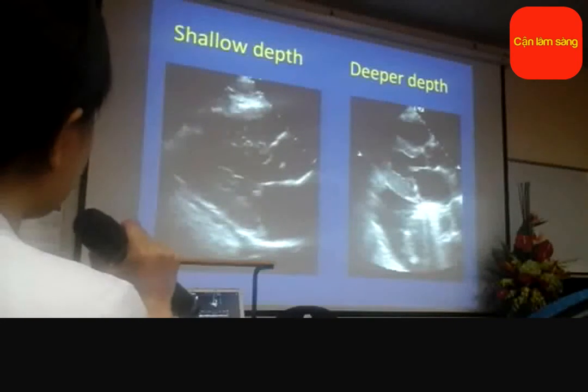And then of course you can change the depth. This is a shallow depth. This is a deeper depth.